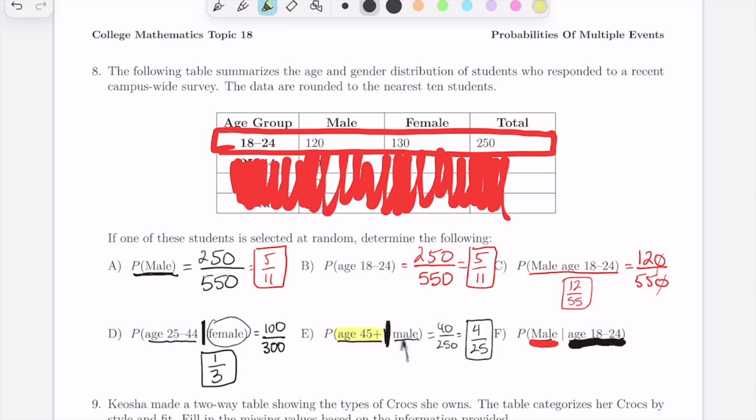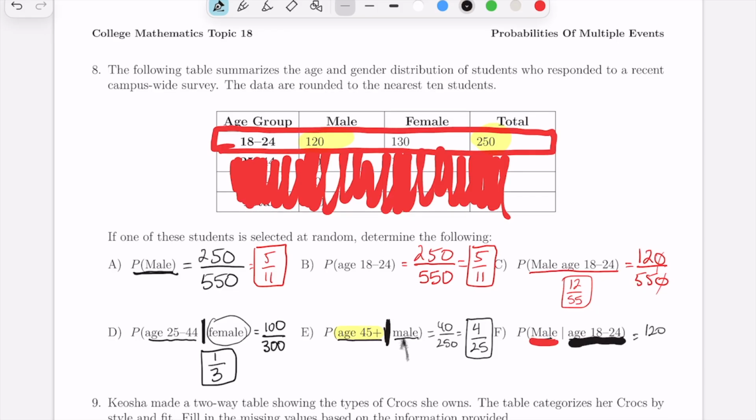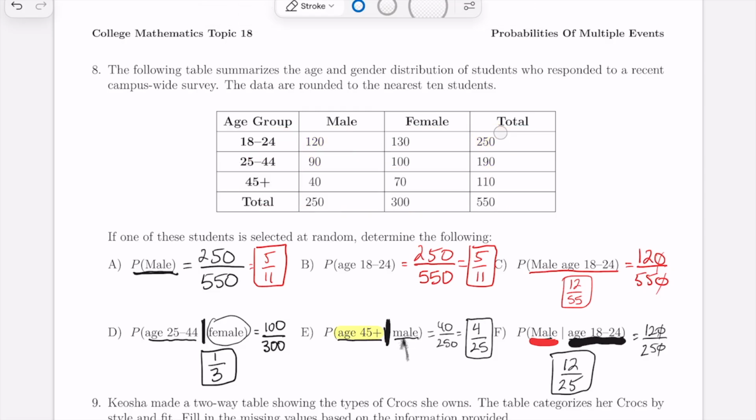Well, there were 120 males out of the 250 people that were that age. So this is just 120 out of 250. We'll divide the top and the bottom by 10 and get 12/25. I actually really like doing these conditional probabilities with charts because it's kind of fun to get to scratch things out. Not as much on pencil and paper, but when you're on an iPad and you can just quickly erase things like this, it's kind of fun.